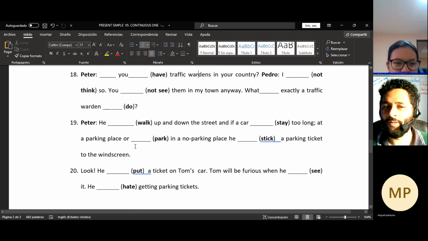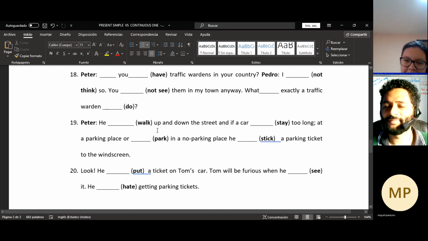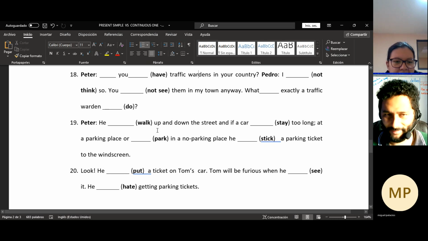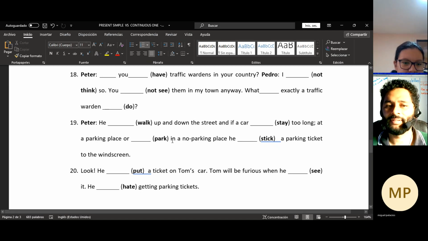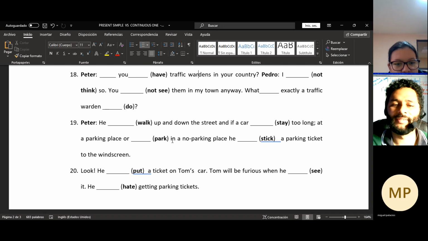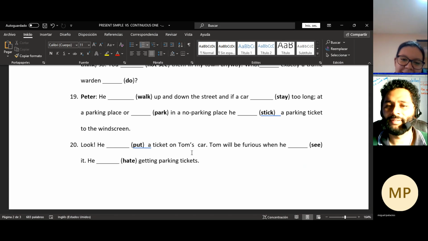He, Peter, he's walking up and down the street, and if a car stays too long at a parking place or parks in a no-parking place, he sticks a parking ticket to the windscreen. Look, he is putting a ticket on Tom's car. Tom will be furious when he sees it. He hates getting parking tickets.